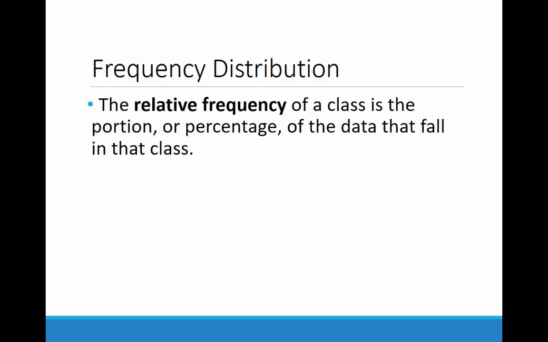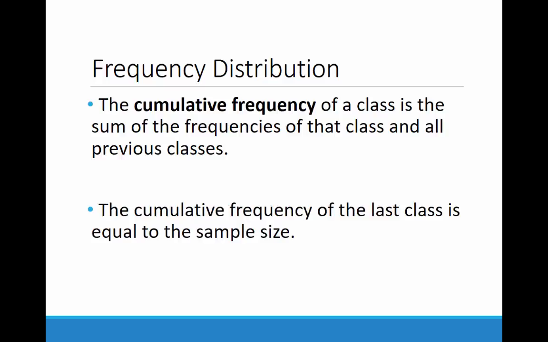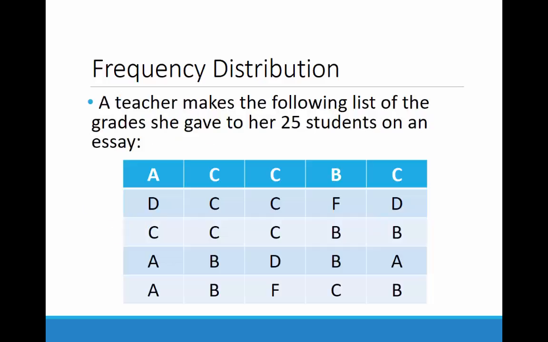The relative frequency of a class is the portion or percentage of the data that fall in that class, typically represented as a percentage. The cumulative frequency of a class is the sum of the frequencies of that class and all previous classes. The cumulative frequency of the last class is equal to the sample size. Let's take a look at an example.